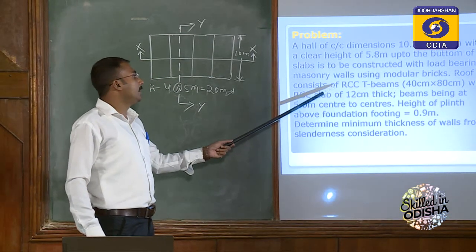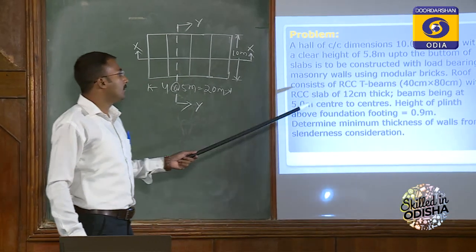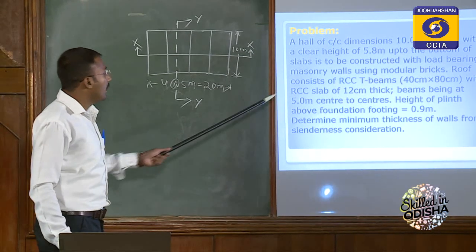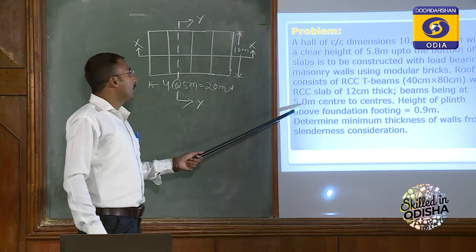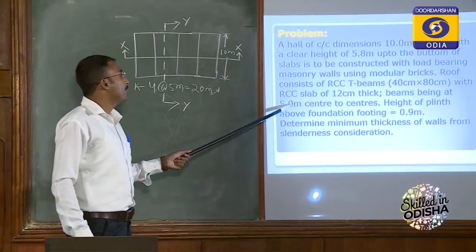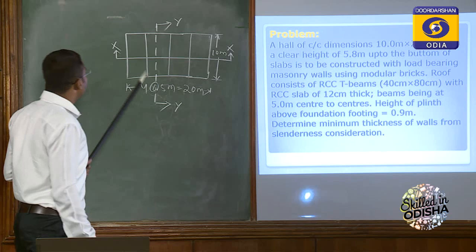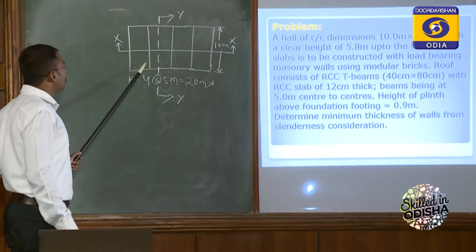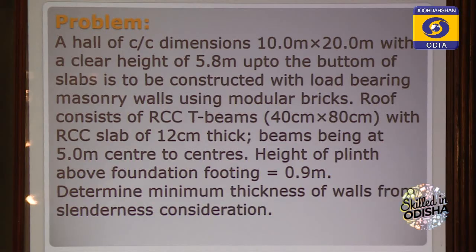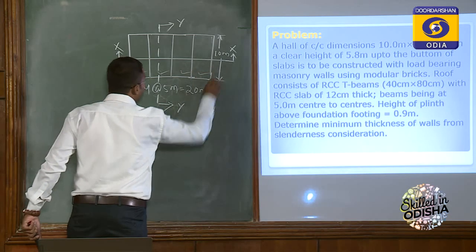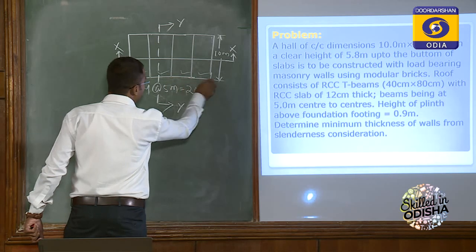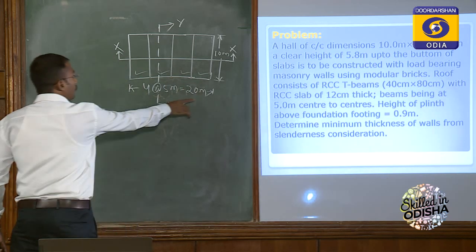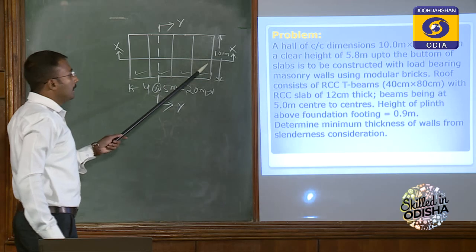That means the T beams are monolithically casted, that means casted at a time with the RCC slab, and the beams are at 5 meter center to center distance. That means there are 3 beams, so 4 spans. This is 1, 2, 3, 4. So this is 5, 10, 15 and 20. So this is total 20 meter and this is total 10 meter.